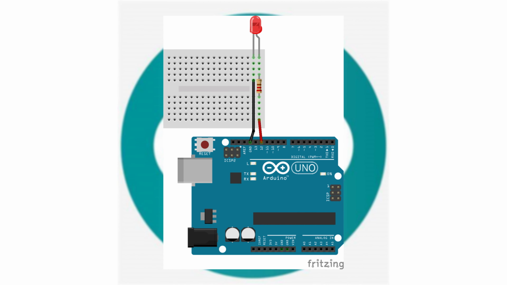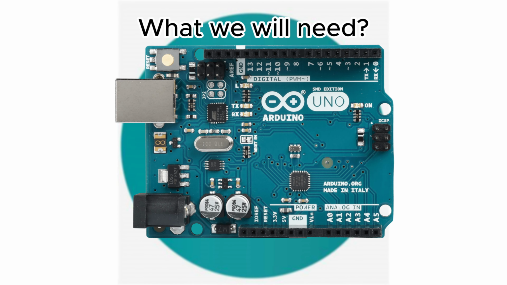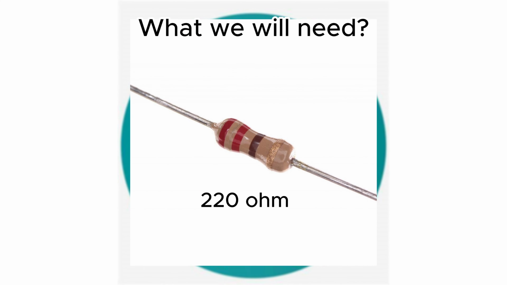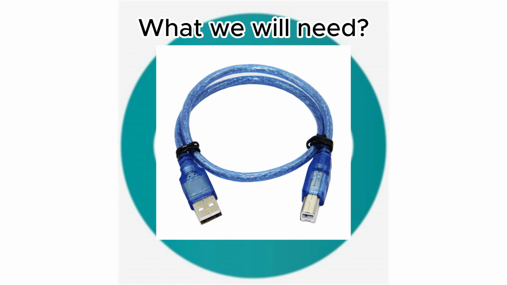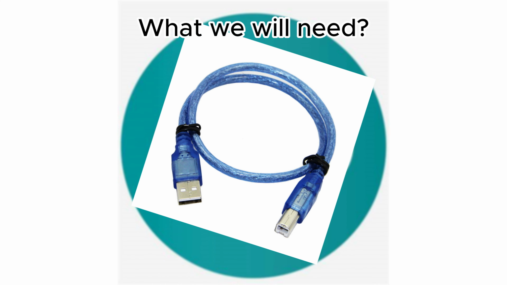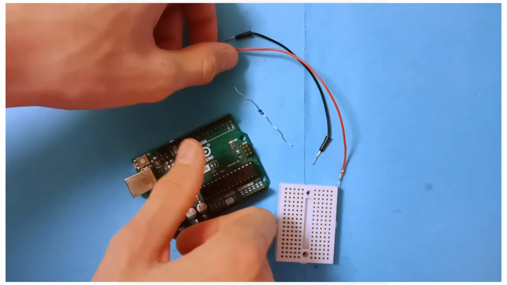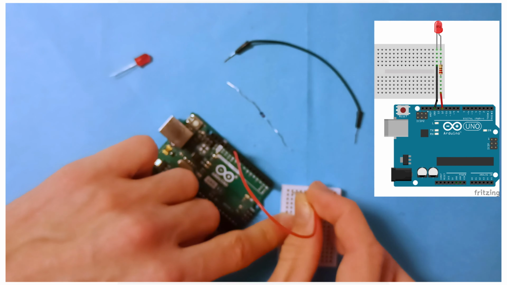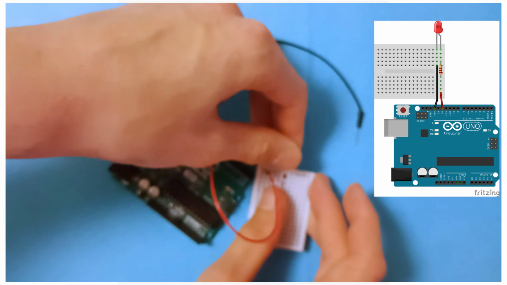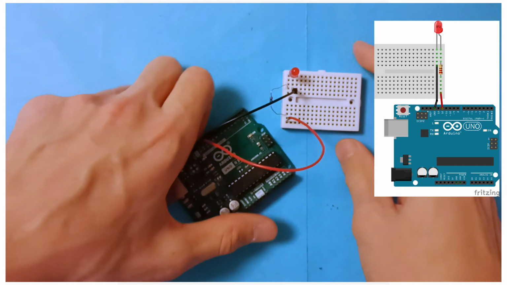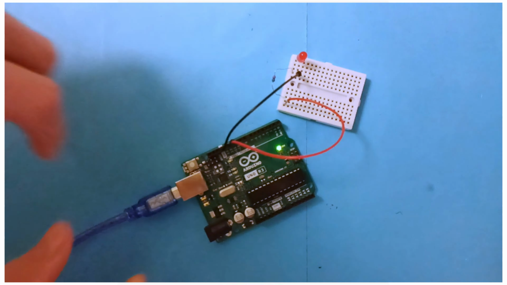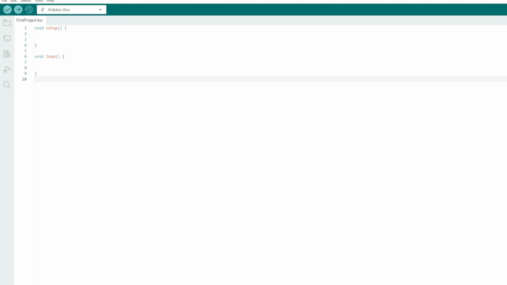First, we'll need to build a circuit. For this we will need an Arduino, an LED, wires, a 220 ohm resistor to avoid damaging the LED, a cable through which we will program the Arduino, and a breadboard. When we have all the components ready, we will connect them according to the following diagram. When we have everything connected, we'll connect the Arduino cable to the computer. We open the Arduino IDE and program the code here.